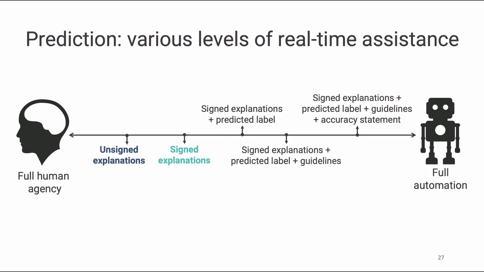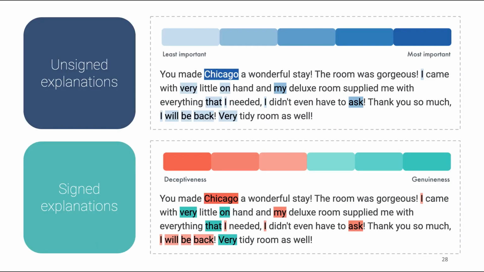To further illustrate the spectrum, we highlight the differences between unsigned explanations and signed explanations. Unsigned explanations do not reveal the class of the feature. In this context, the feature Chicago is the most important feature, but it does not tell us if it's a deceptive or genuine feature. On the other hand, signed explanations reveal the class of the feature. The feature Chicago is highly deceptive, while the feature very is highly genuine.